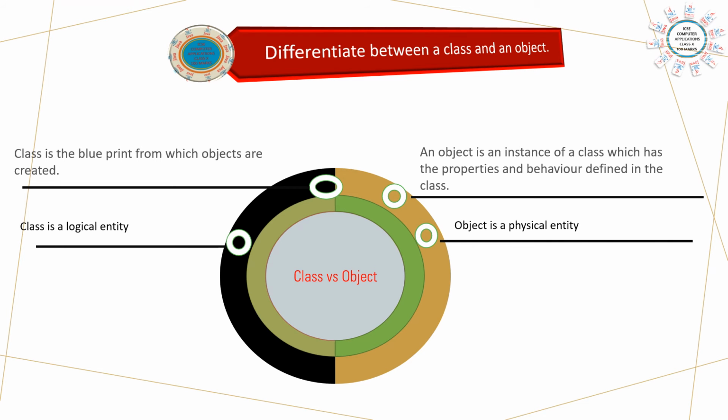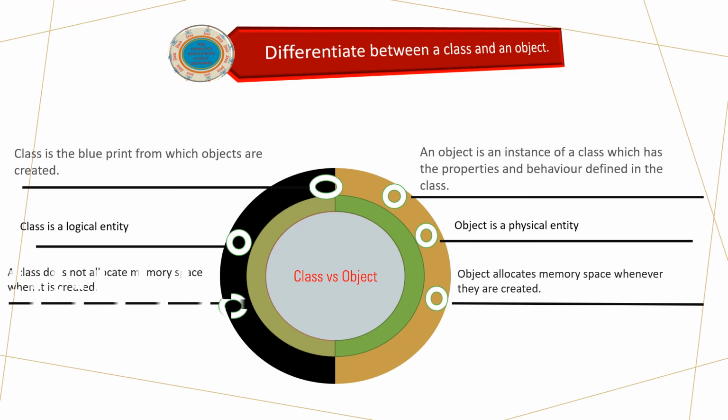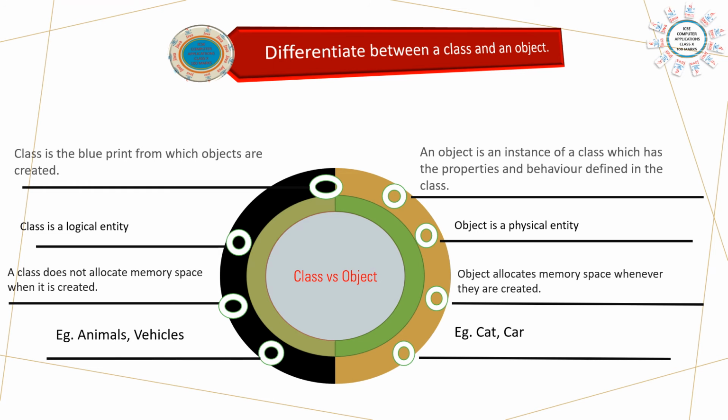class and object. Here class is the blueprint. The main points you have to write. Class is the blueprint from which objects are created, and object is the instance of the class, with properties and behavior. Class is a logical entity and object is a physical entity, and class does not allocate memory space and object allocates memory space. And here we can say, if class is animal, the objects can be dog, cat, and if class is vehicle, the objects can be car, scooter, like that. So like this, we can write proper definitions.